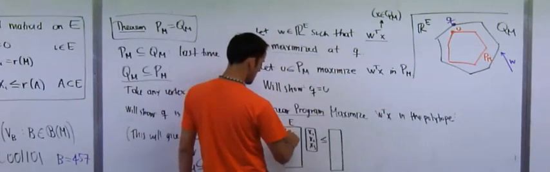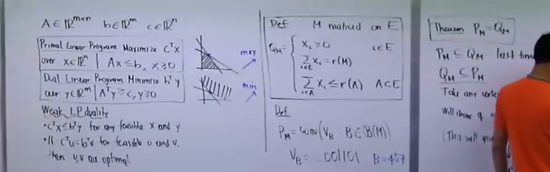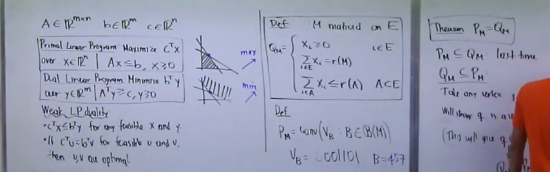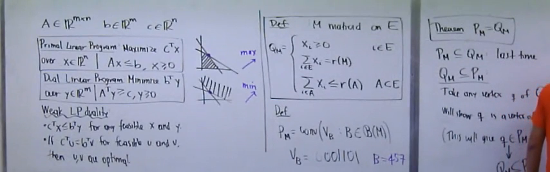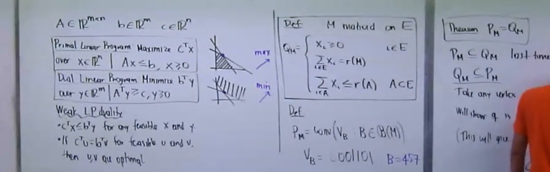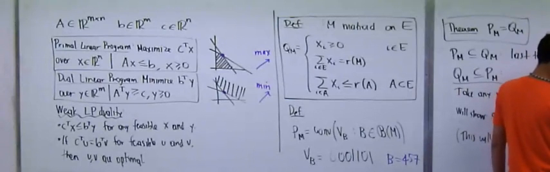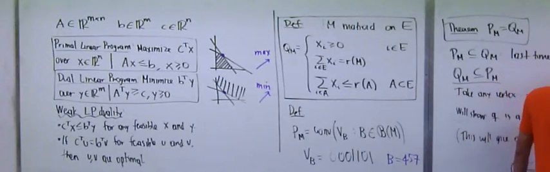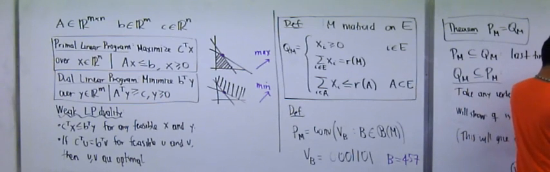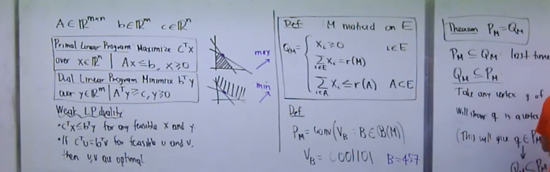For example, the dot product of (1, 0, 0) and (x1, x2, x3) is x1, and that's supposed to be less than or equal to the rank of {1}. This times (x1, x2, x3) is x2, less than or equal to the rank of {2}, and so on. For example, (1, 1, 0) times (x1, x2, x3) is x1 plus x2. That should be less than or equal to the rank of {1, 2}.